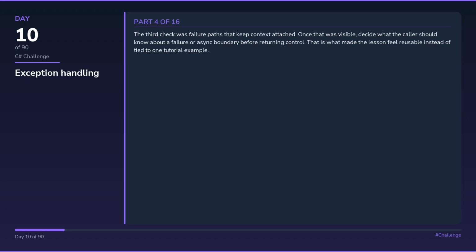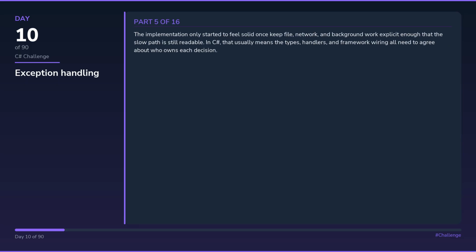The third check was failure paths that keep context attached. Once that was visible, I could decide what the caller should know about a failure or async boundary before returning control. That is what made the lesson feel reusable instead of tied to one tutorial example.